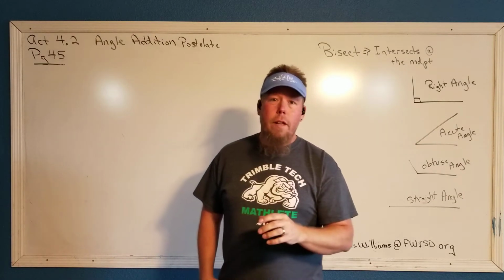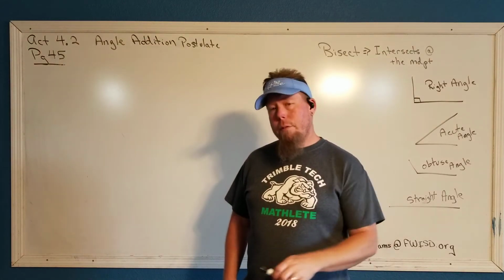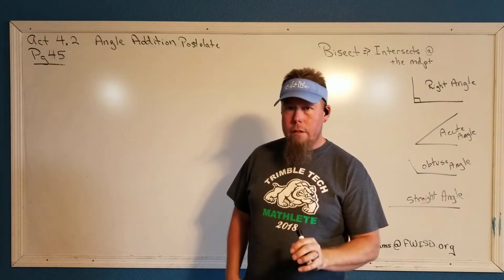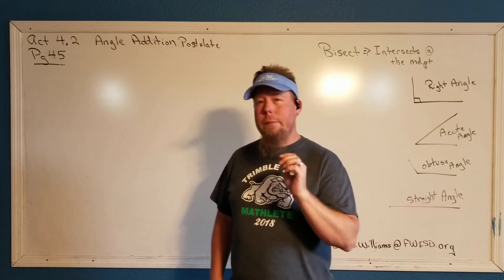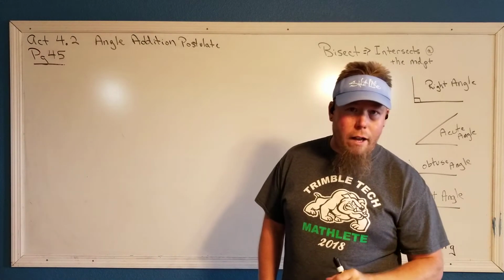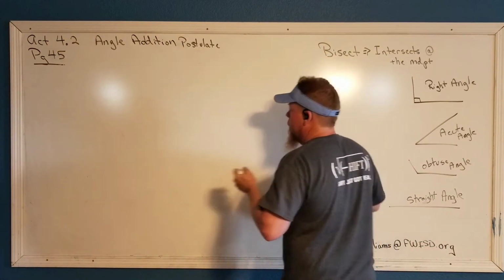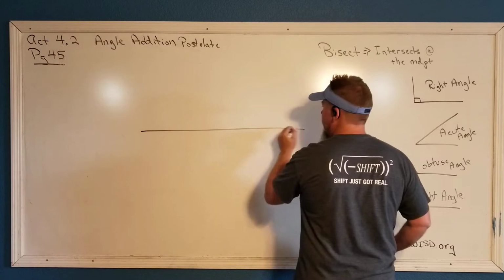Okay, before we do that, though, we need to take a moment and refresh ourselves with how to read a protractor and how to measure angles. Just like we started the last one with measuring segments, now we're going to measure angles. So if you look, we're going to be in the book on page 45. All right. There's a protractor drawn in the book, and I'm going to draw a rough sketch of one here.